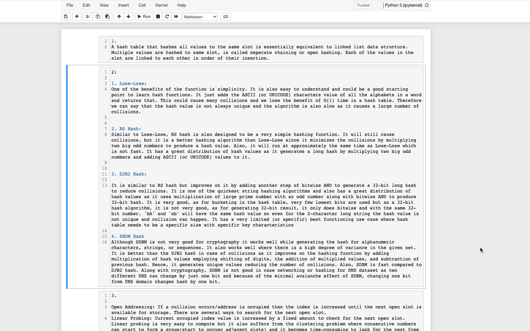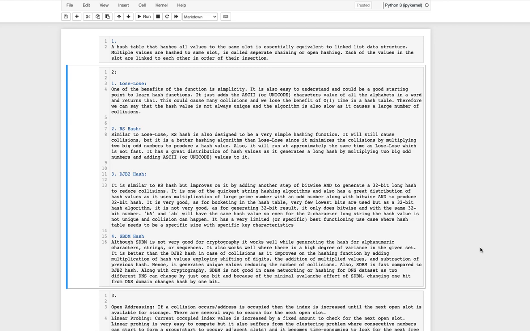First, the question is: a hash table that hashes all values to the same slot is essentially equivalent to what other data structure? So a hash table that hashes all values to the same slot is essentially equivalent to the linked list data structure. Multiple values are hashed into the same slot, and this is called separate chaining or open hashing. Each of the values in the slot are linked to each other in order of their insertion.